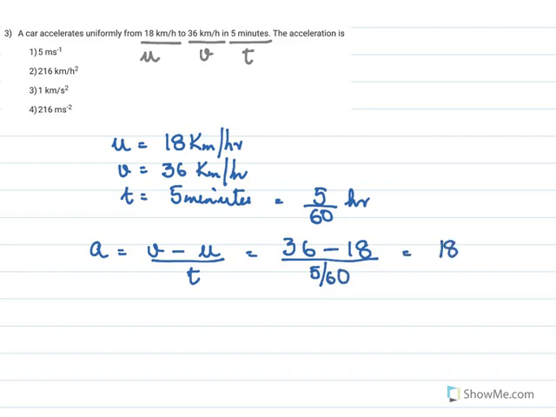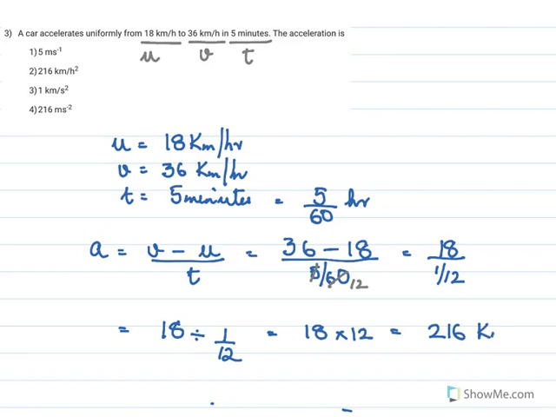So this is 18. We can cancel this off here, and this becomes now 12. So this will be 18 over 1 by 12, which is equal to 18 divided by 1 by 12, which is equal to 18 into 12, and equal to 216 km per hour square. So here is the right option.